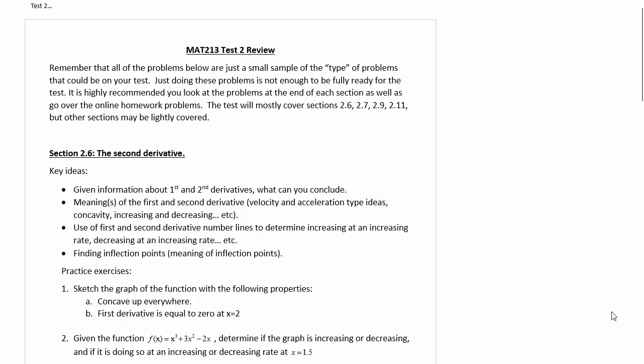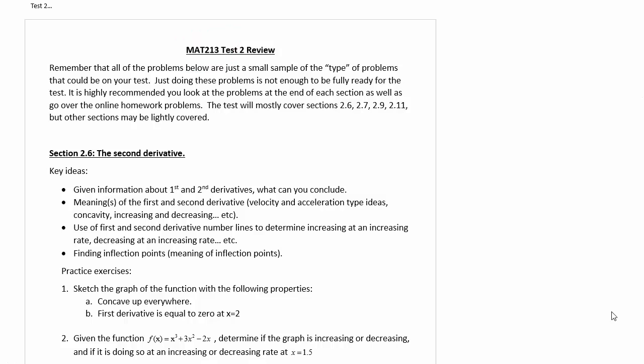Okay, so getting ready for this second test here, I want to really tell you what's on the test without telling you what's on the test. So I want to go through this and kind of talk to you a little bit about what to expect. Now, first thing, it's Math 213, Math 212, same thing.